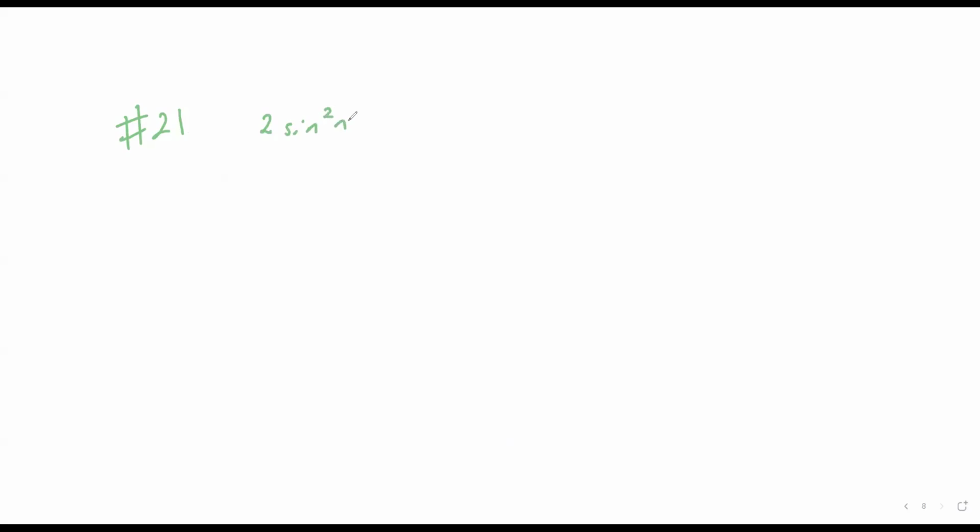So 2 sine squared x plus 7 sine x equals 4. I just have one trig function. So I'm actually going to set this equal to 0 since I also have a quadratic. So 2 sine squared x plus 7 sine x minus 4 equals 0. Use u substitution or whatever letter you want. Doesn't really matter to me. So this becomes 2u squared plus 7u minus 4 equals 0.